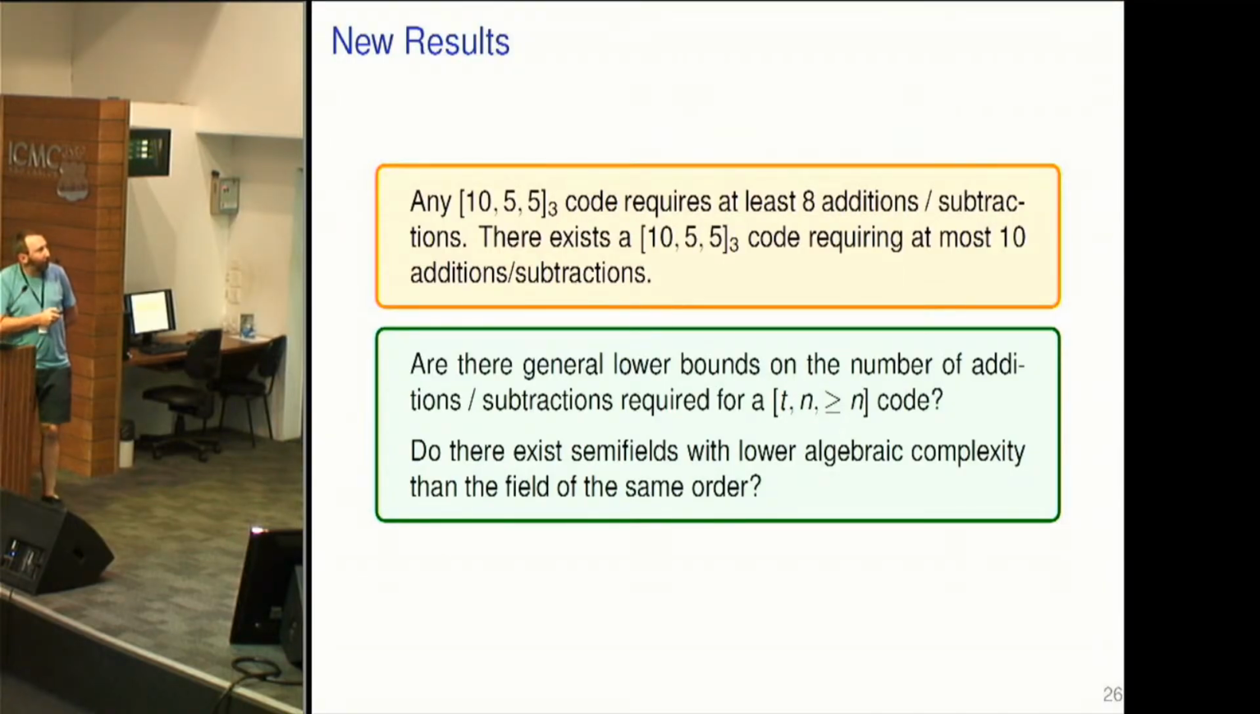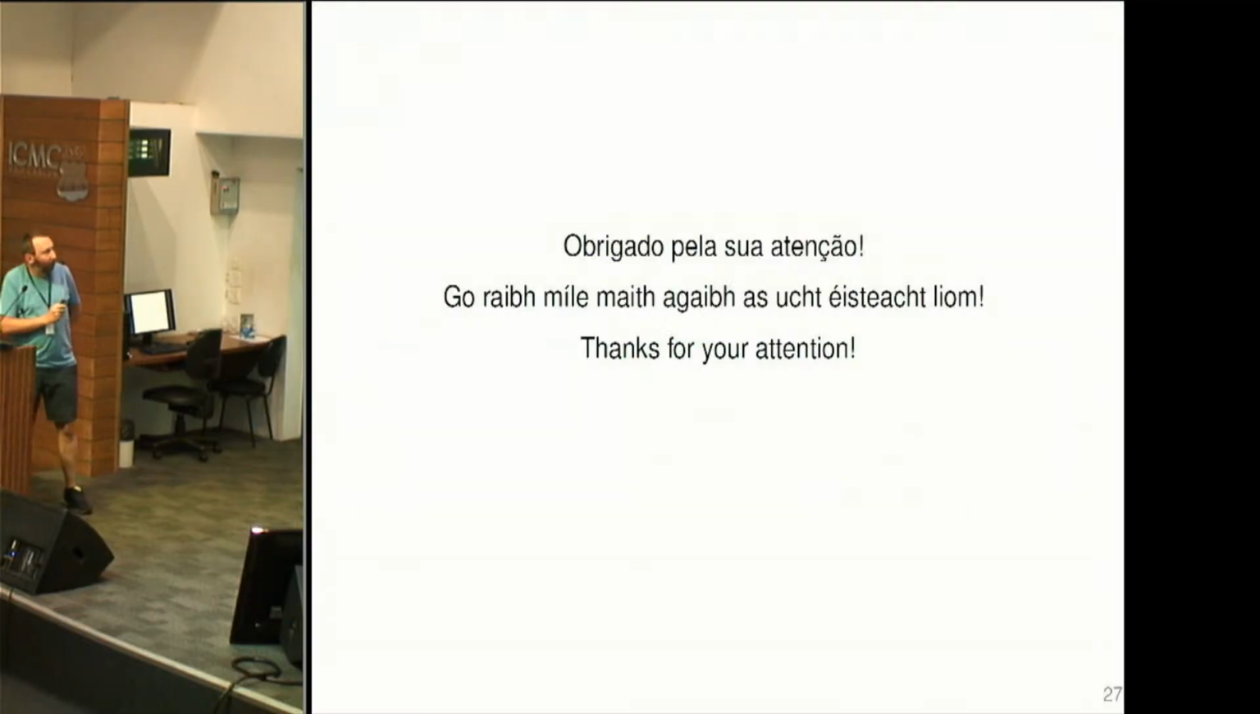So nice questions that remain are: can we talk about these linear codes and try to find some bounds on the number of additions needed in general? And can we actually prove whether semifields are definitely better? At the moment it's a draw. I want to find one where I can say there's no possible field that can be as good as a semifield in this particular way. Okay, that's all I wanted to say. Thank you very much.